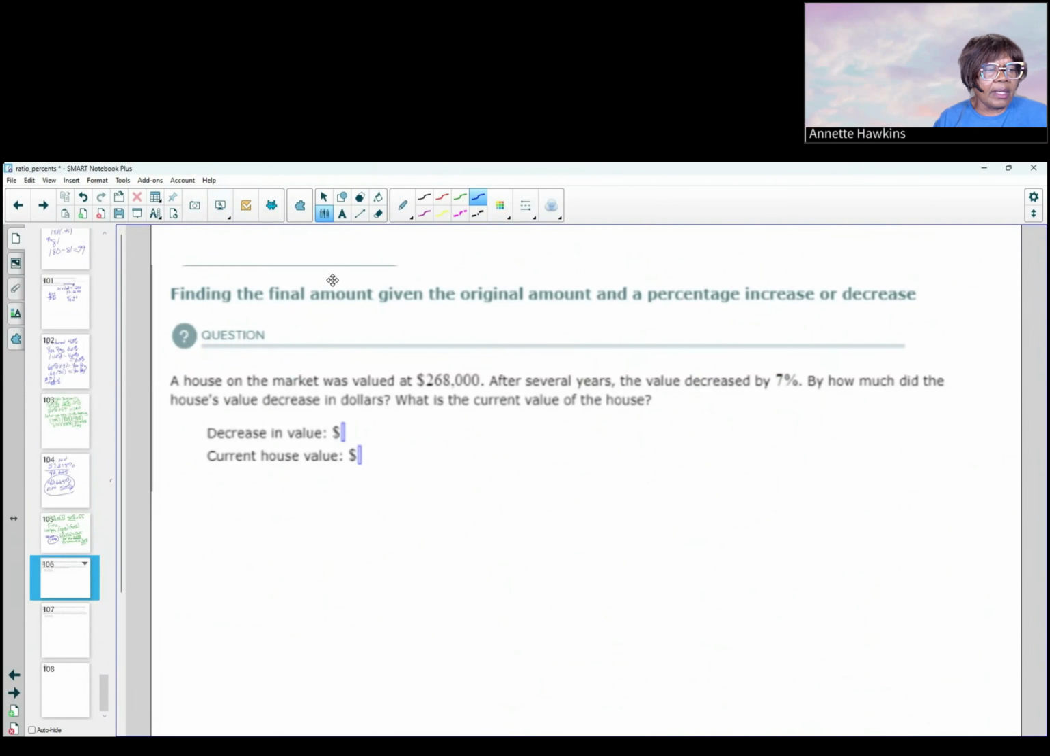All right, let's take a look at this. A house on the market was valued at $268,000. After several years, it decreased by 7%. By how much did the house value decrease? What is the current value? So it decreased by 7%. Now we can do it. If it decreased by 7%, you paid 93%.